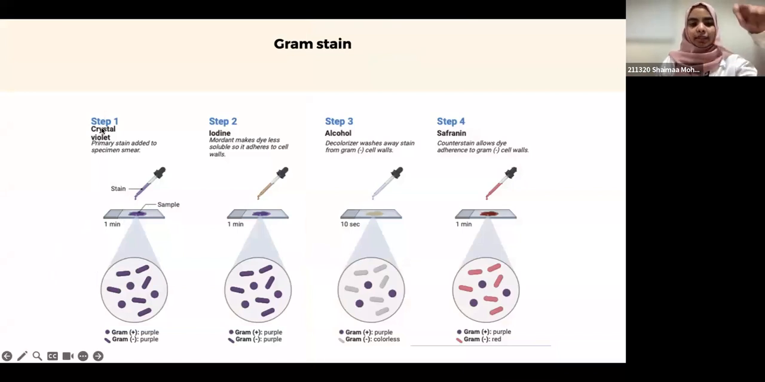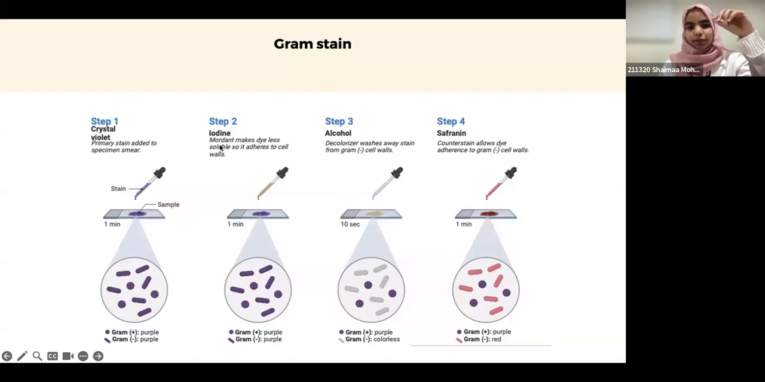First, we have something that's crystal violet. From its name, violet, so it's purple. So you add this to the slide that has the bacteria. You add the crystal violet stain. All bacteria, whether they're gram positive or gram negative, are going to stain purple with the crystal violet, okay?